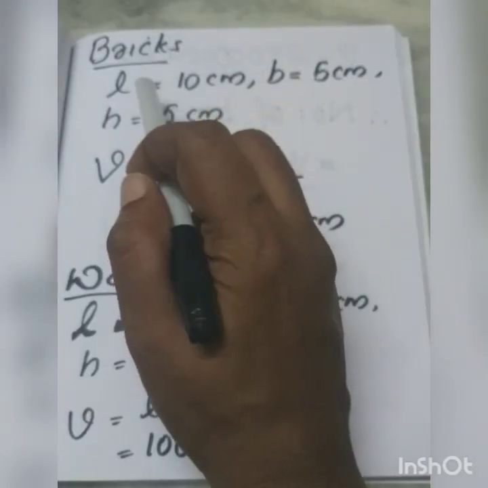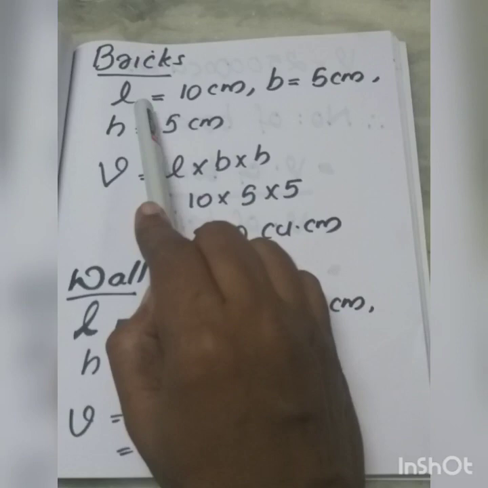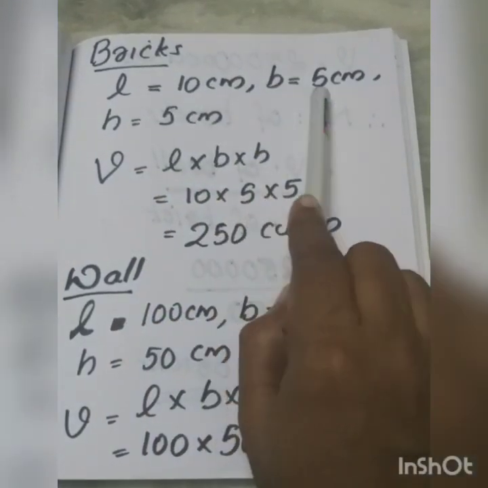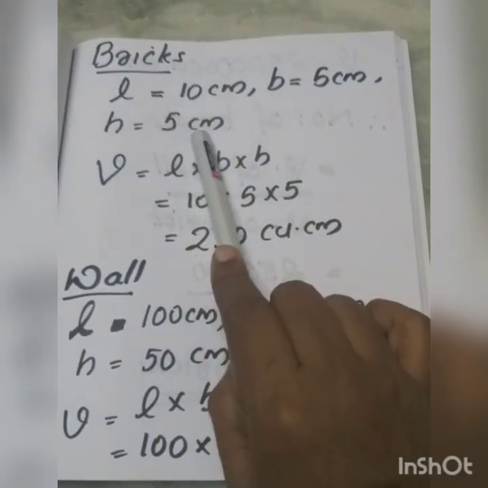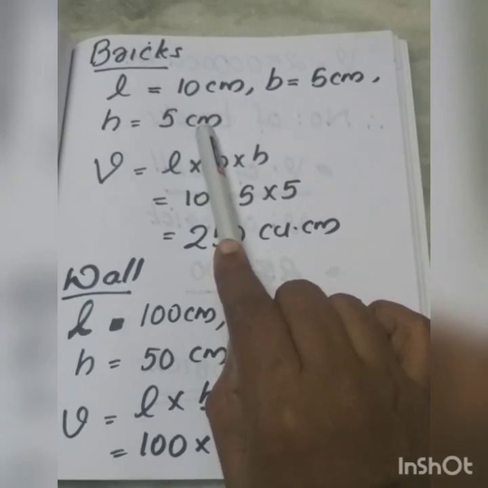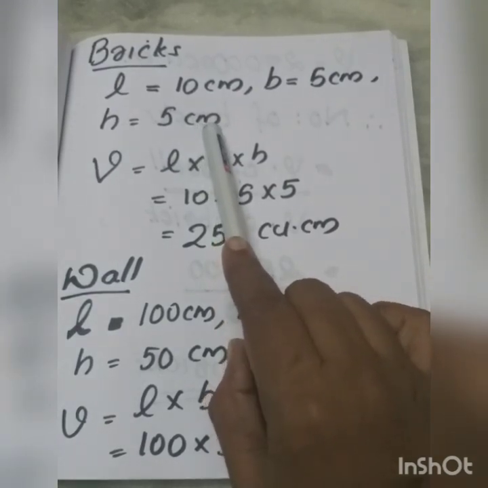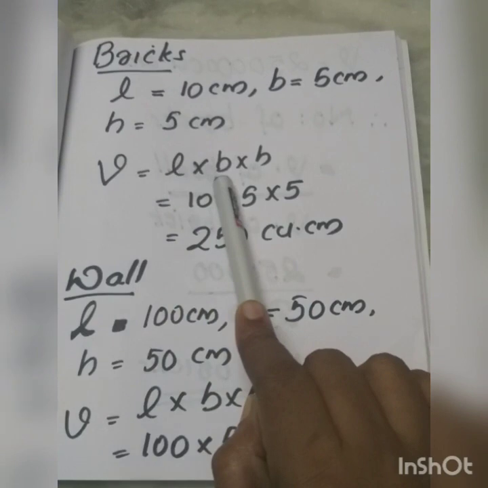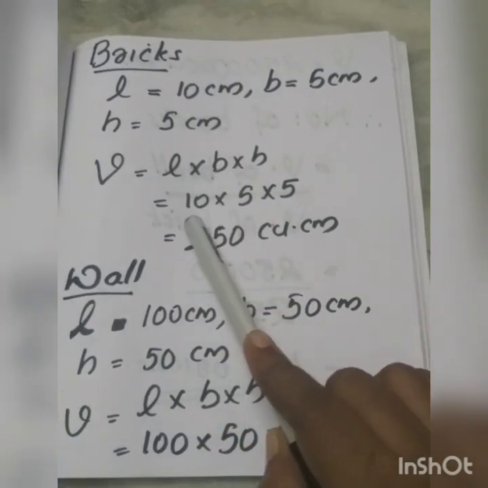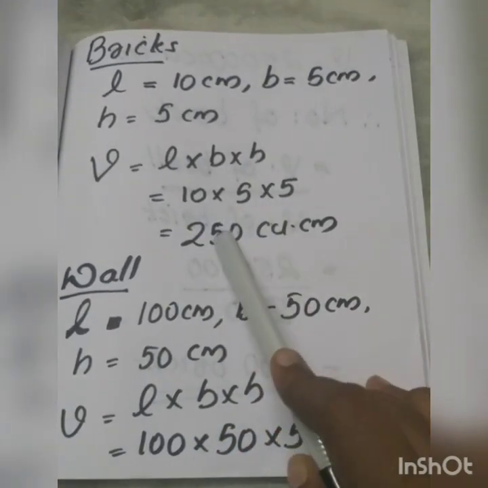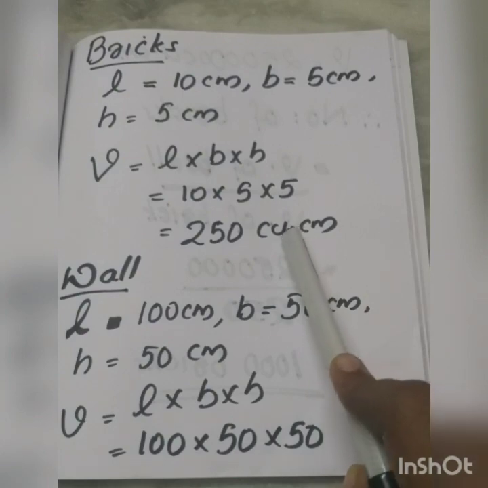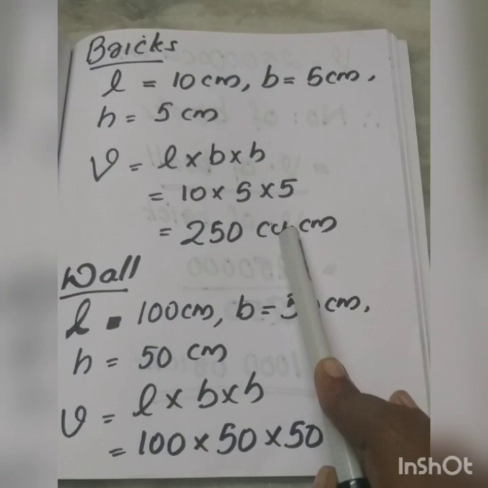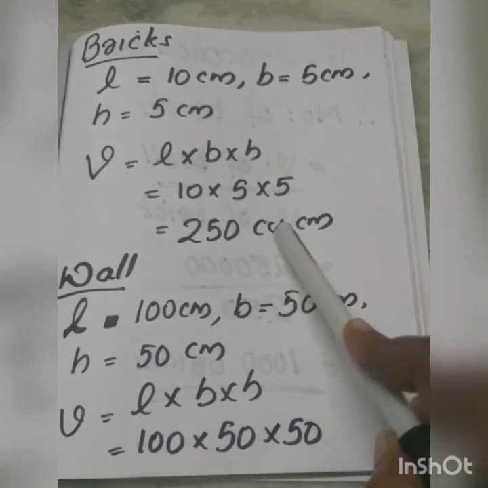So we can find out the volume of wall and brick separately first. So first the case of brick. What is the length of brick? 10 centimeter, breadth 5 centimeter and height 5 centimeter. So these are the dimensions of brick. So first we find the volume of one single brick. That is volume is equal to L into B into H, which gives you 10 into 5 into 5, that is 250 cubic centimeter is the volume of one brick.